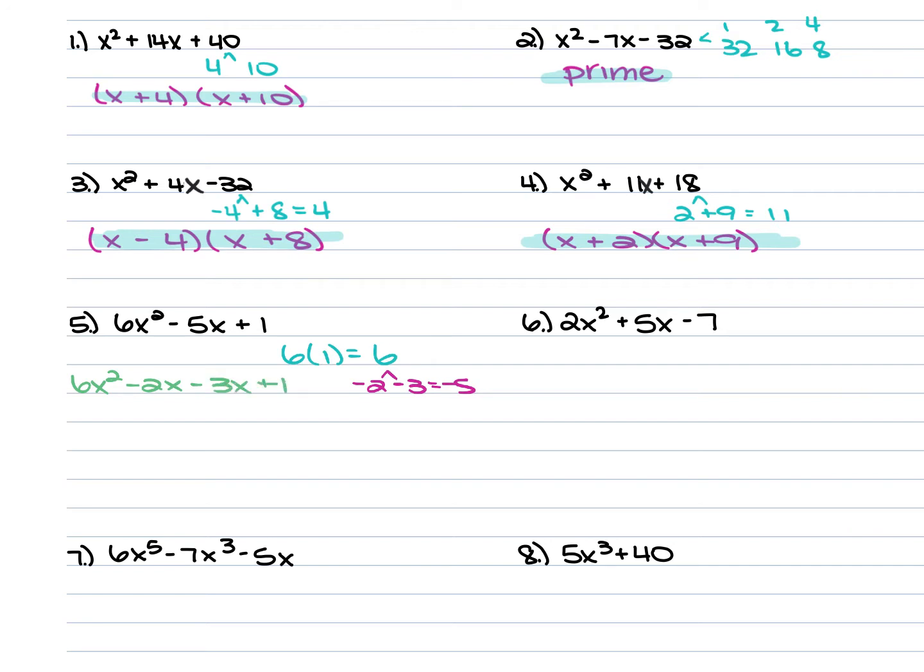You have 4 terms now, so factor this by grouping. Factor out the greatest common factor from each set of parentheses. You have a 2x from the 6x squared minus 2x, and you have a negative 1 from the negative 3x plus 1. This is going to give you 2x times 3x minus 1 and negative 1 times 3x minus 1. Your 2 sets of parentheses are identical to one another, so this gets written as 3x minus 1 times 2x minus 1.